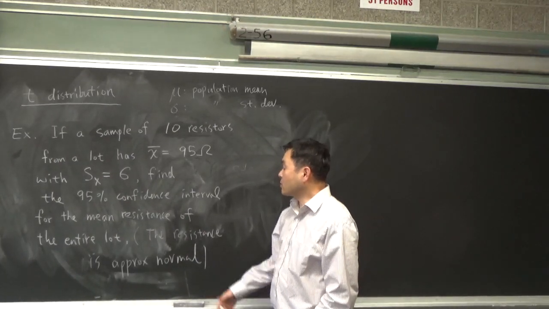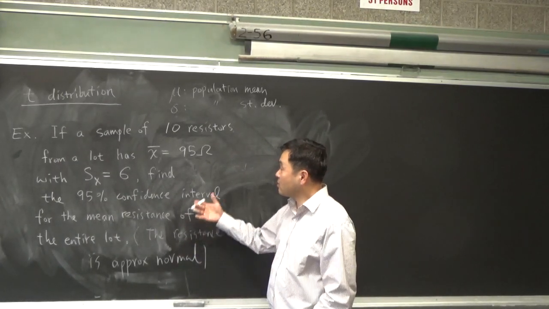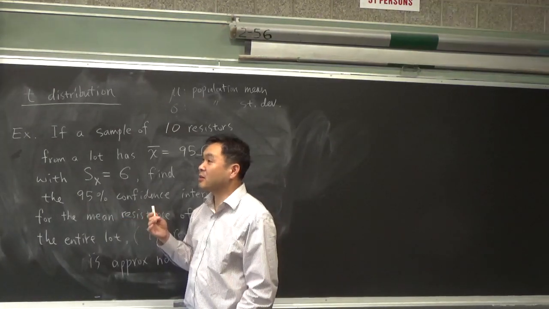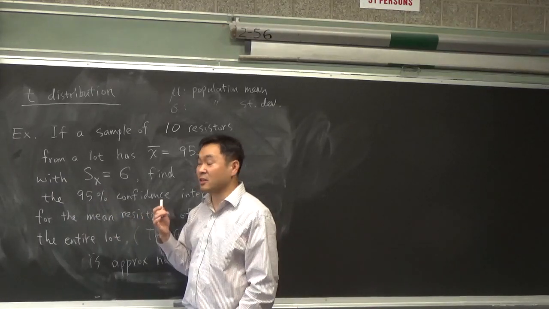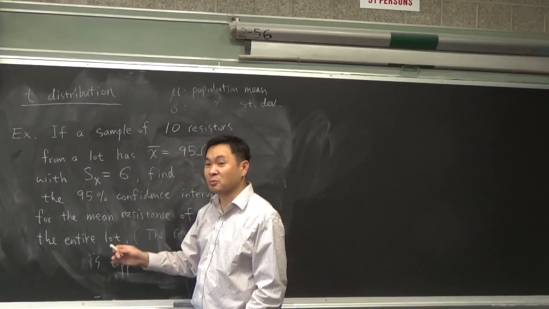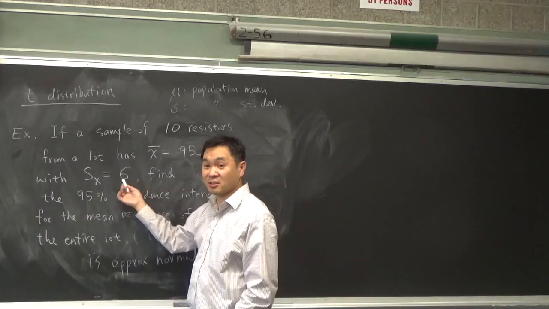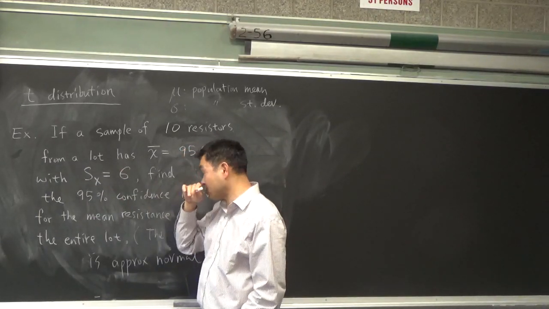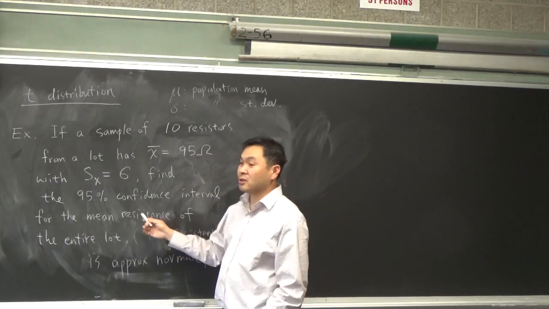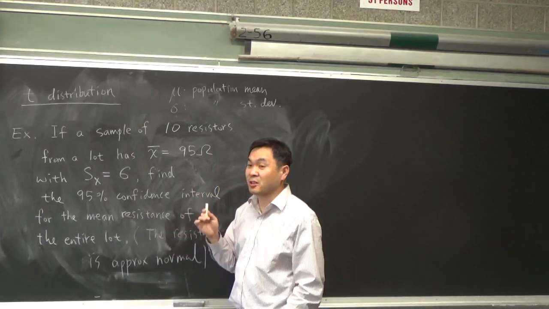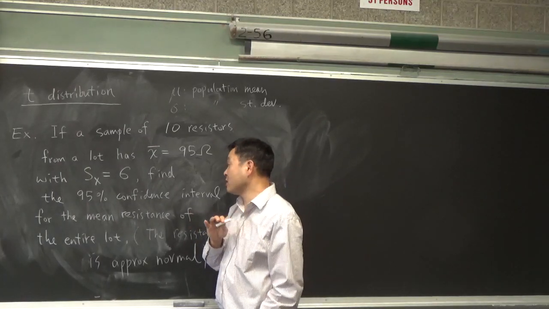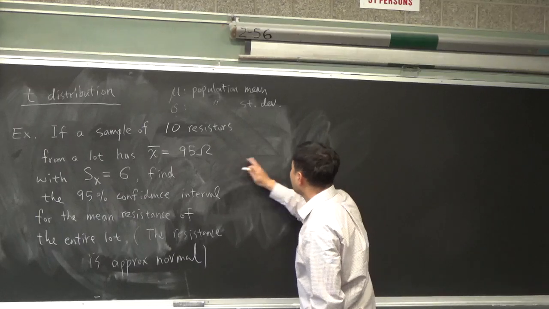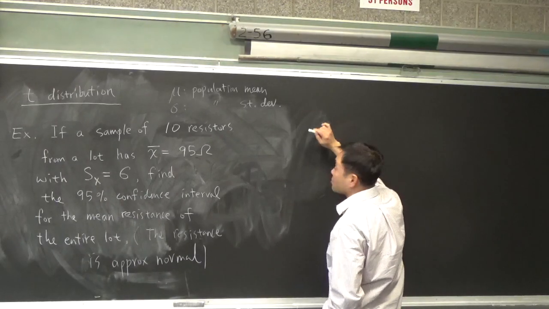Then this sample mean has more uncertainty than a regular normal distribution because we're guessing the standard deviation, right? You're using one piece of information to guess the standard deviation. And the distribution that accounts for this more uncertainty is called the t-distribution. Let me explain this a little bit compared to the normal distribution.